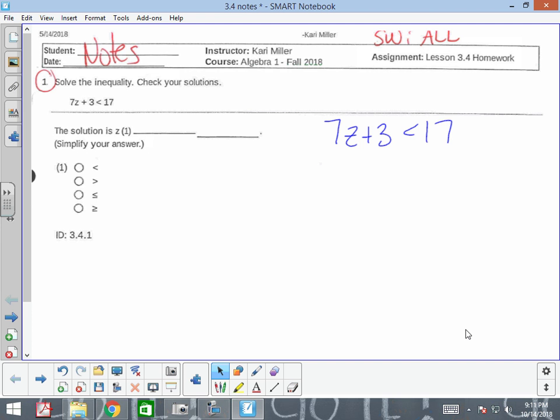When we are solving multi-step equations, we're going to go to the variable side and we're going to add or subtract first. So we're subtracting 3 from both sides. We're putting all of these lessons together, but this time it's inequalities instead of equations. So z is less than 2. Remember, you're going to click that less than and then 2.